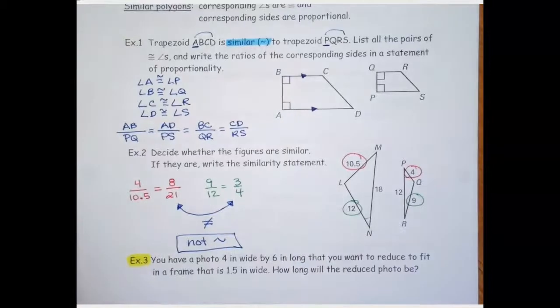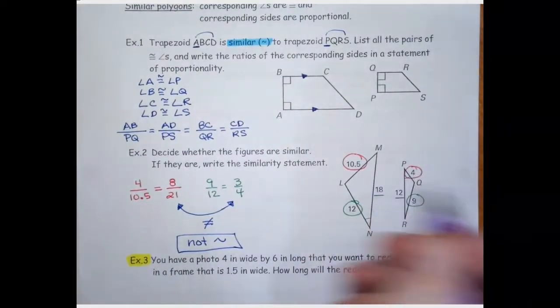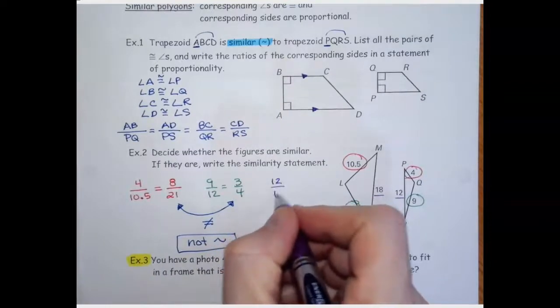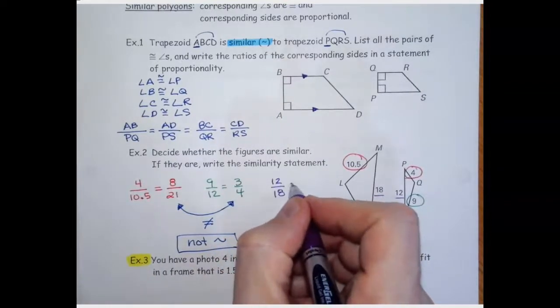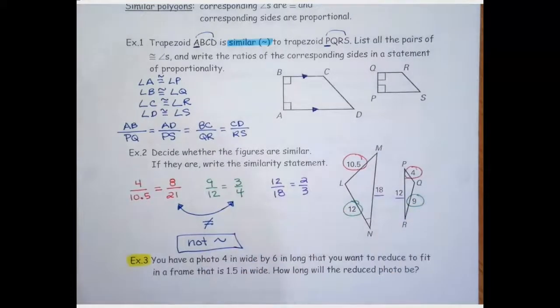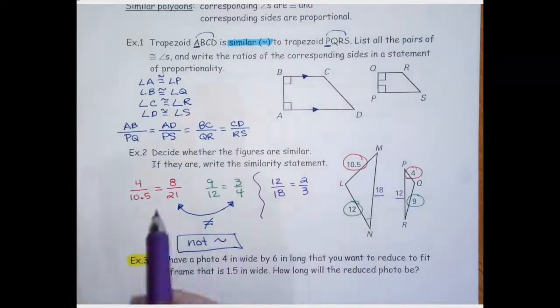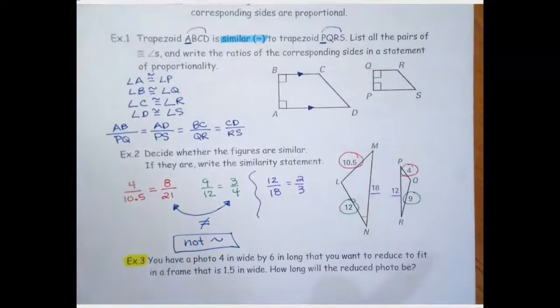That's the symbol for similar. And we could go ahead if we wanted to and look at that third ratio. That was 12 and 18, which reduces to 2/3, and that's not equal either. But we didn't really need that. Once we found a pair that was not proportional, then we were done, basically.